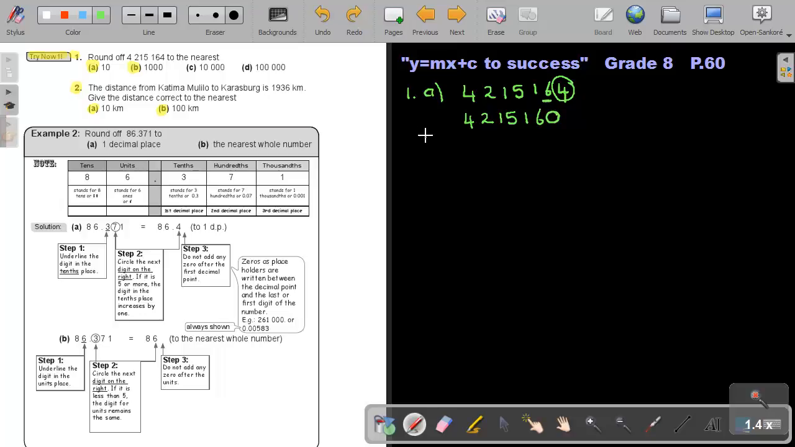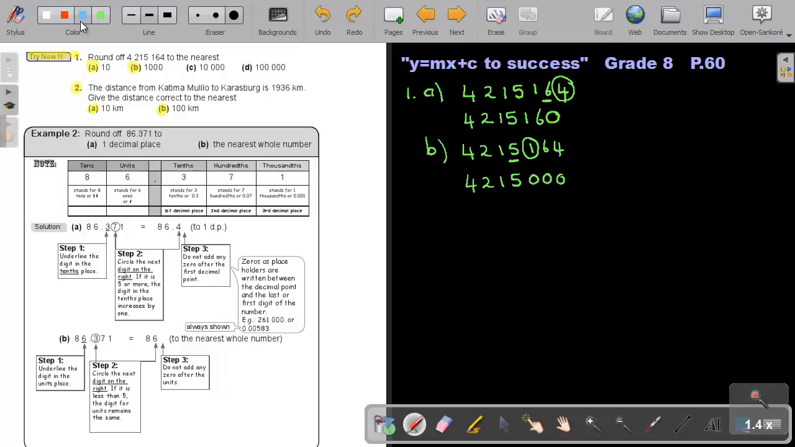Okay, let's look at number B. Write again the number, it's going to help you. And now I want it to the nearest 1,000. Okay, so let's start. This is unit, this is 10, this is 100, and this will be 1,000. So underline, and circle the next digit on the right. This one is also a 1, so this one will stay a 5. But remember to fill those 3 positions with zeros. And that will be my answer.